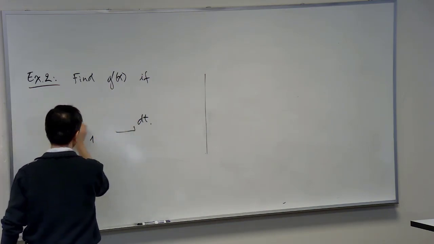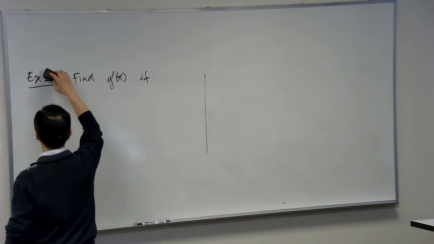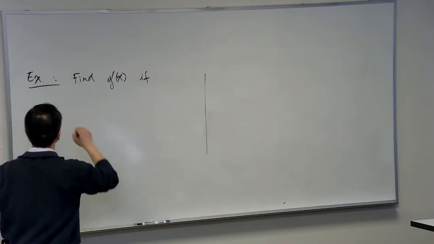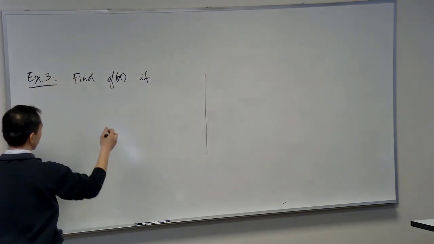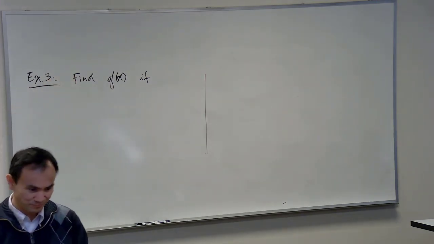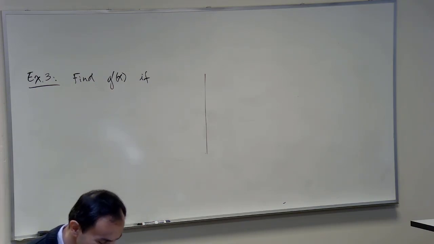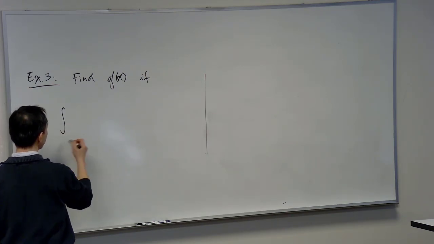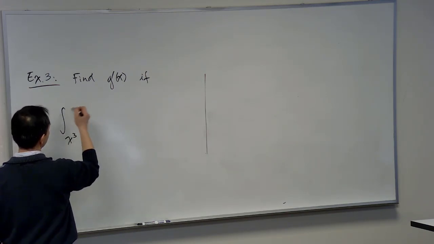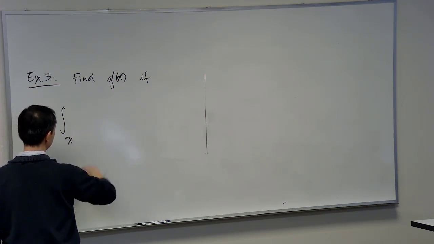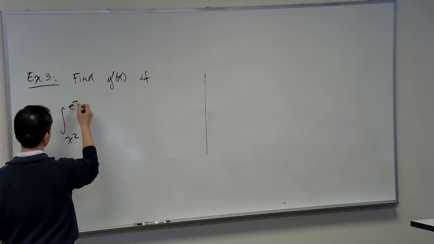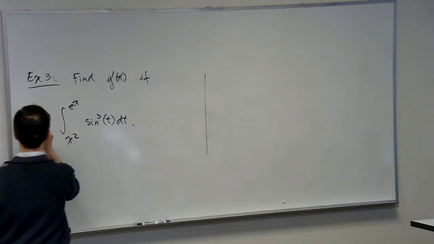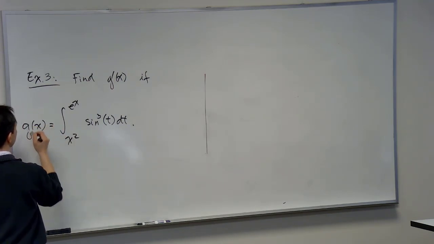And so now, after you've seen all of that idea, what about when we're in a situation like this? And this time we're going to apply our understanding. Example 3. Let me look for a good one for my example. x cubed, actually x squared, the sine cubed of t. g of x is defined by that accumulation.